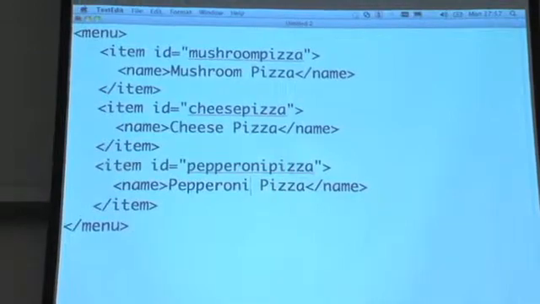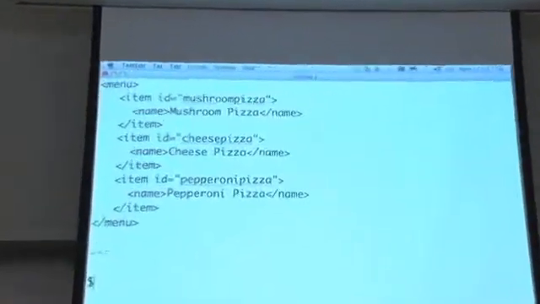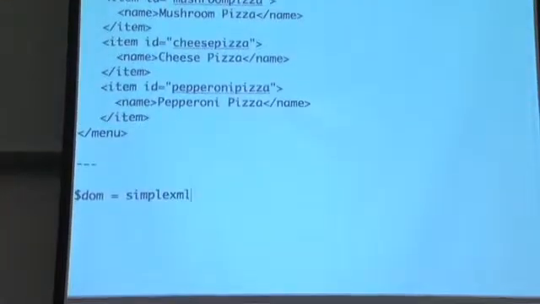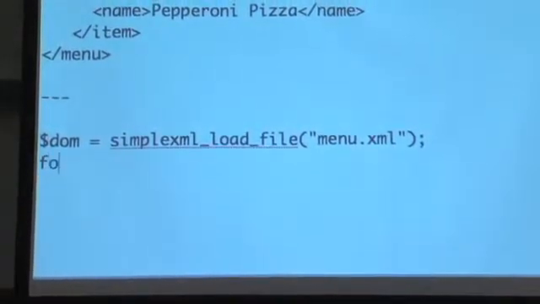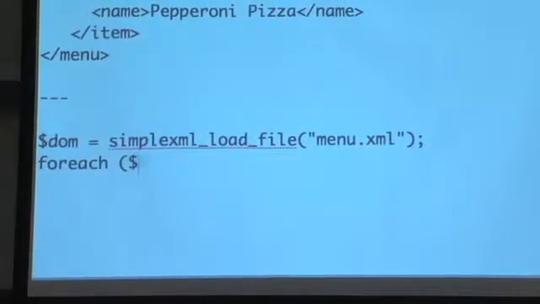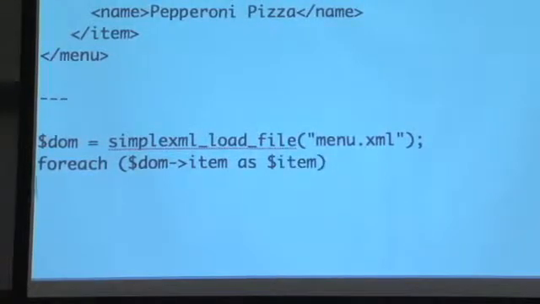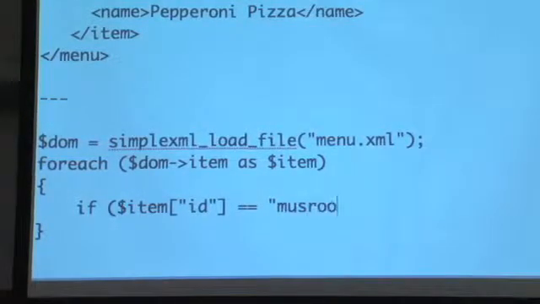Okay, so now I have a menu. It's got 3 items on it. In it, I can certainly iterate over each of these item elements by doing something like this. So now let's change contexts, and let's pretend we're back in PHP mode from last week. I might do this simple XML load file. I can load menu.xml, and then I can iterate over each of these elements, recall, by doing something like this. For each DOM item as item, I can just do something like if item ID equals mushroom pizza, then go ahead and do something.